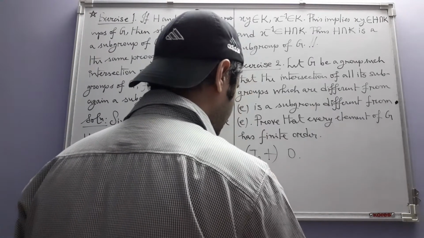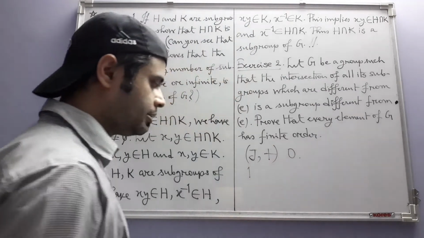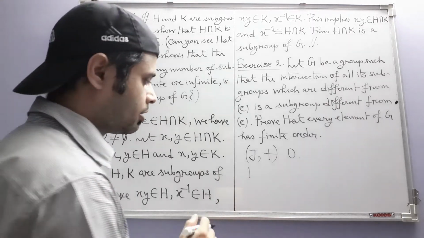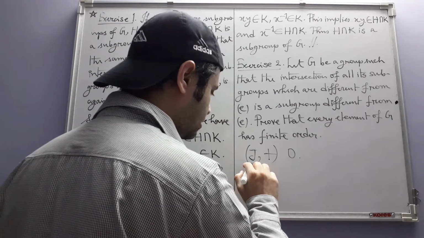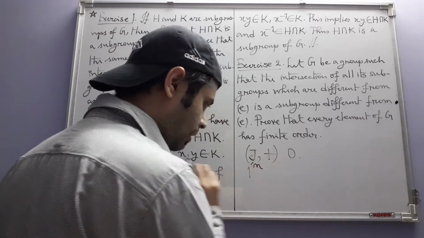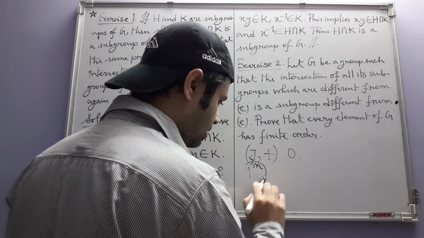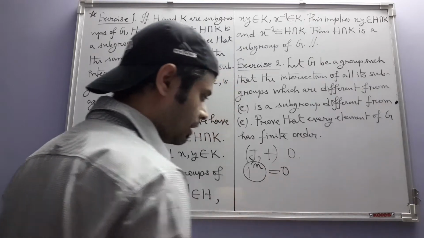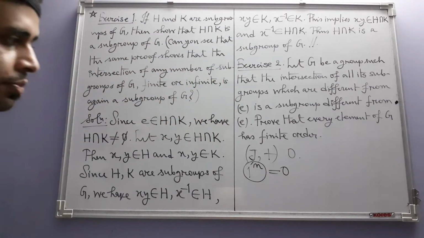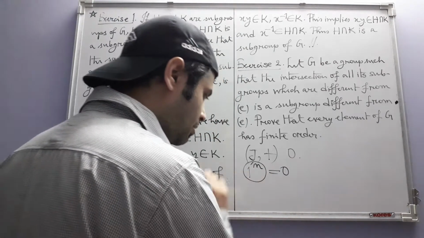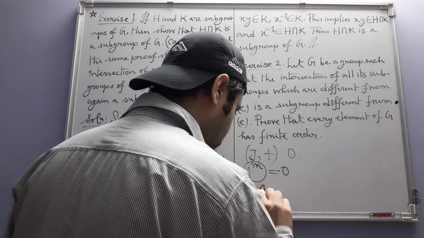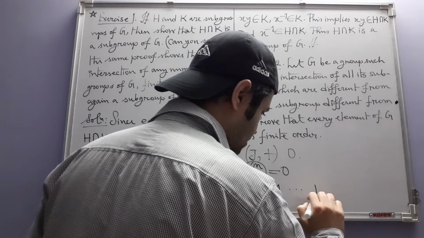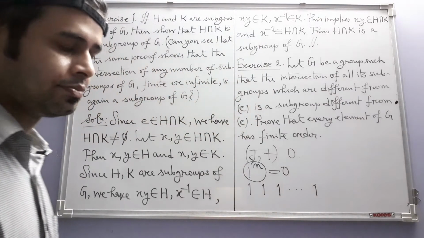For example, here the integer 1, is it of finite order? If it is of finite order, then there will be a positive integer m for which this integral power calculated in this group should be equal to the identity element 0. Now from the definition of this integral power, it is what? 1 times 1 times 1, m times.